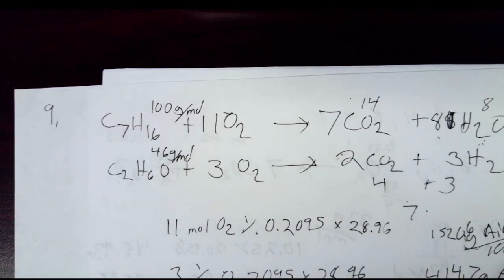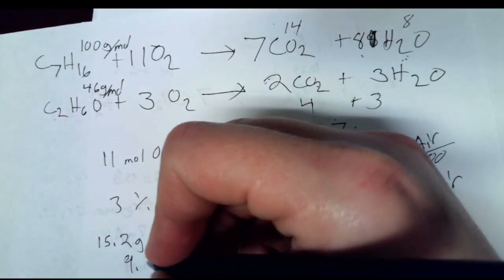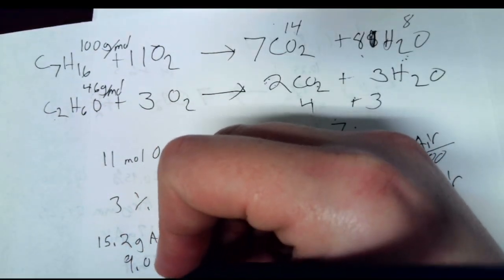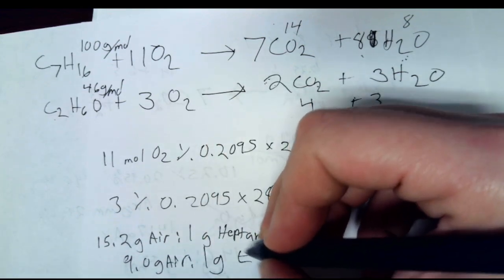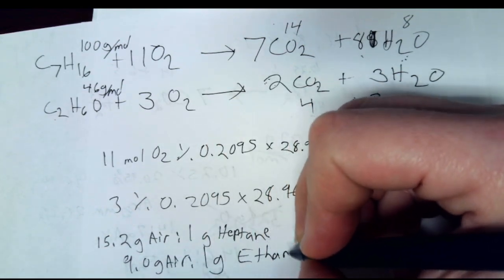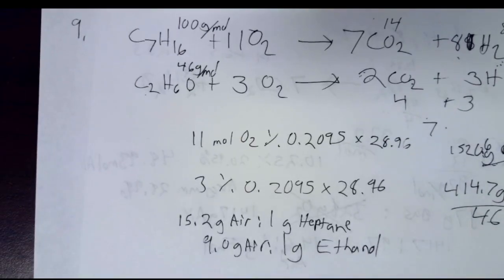For the ethanol, we're going to divide the 414.7 by 46. It takes something like 9.0 grams of air per 1 gram of ethanol. So ethanol needs a lot less air to burn in a stoichiometric ratio. You can see that is a lot less, almost half as much.